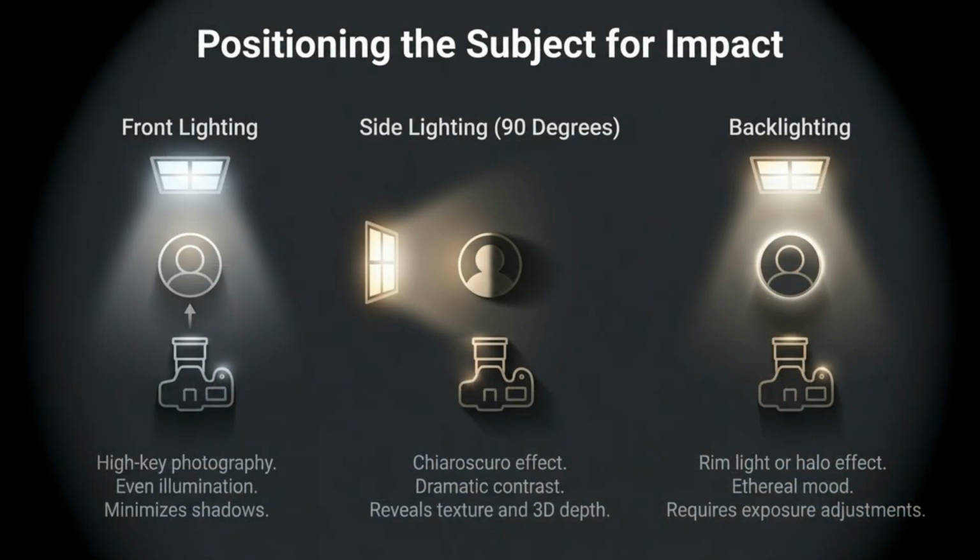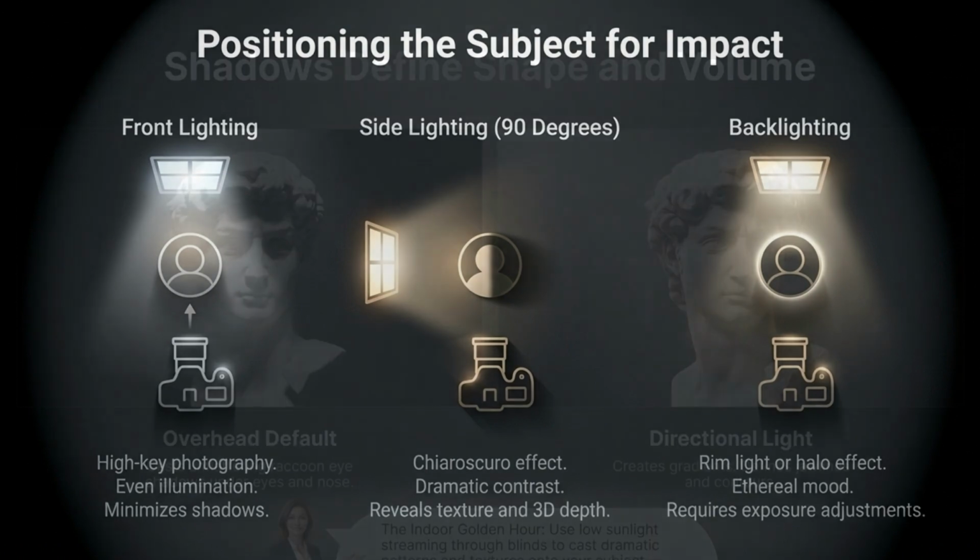Positioning the subject for impact involves three main setups. Front lighting provides even illumination. Side lighting creates dramatic contrast and reveals depth. Backlighting produces a rim light or halo effect.